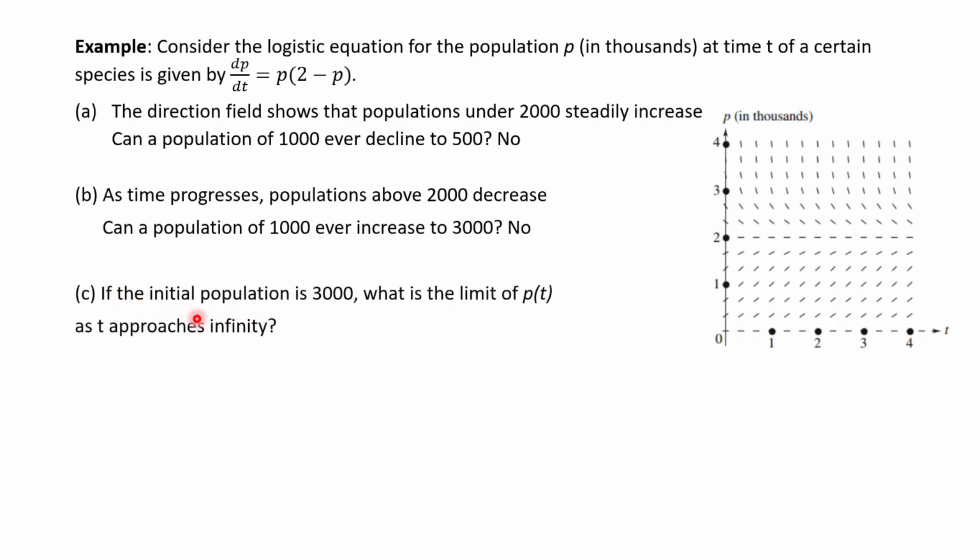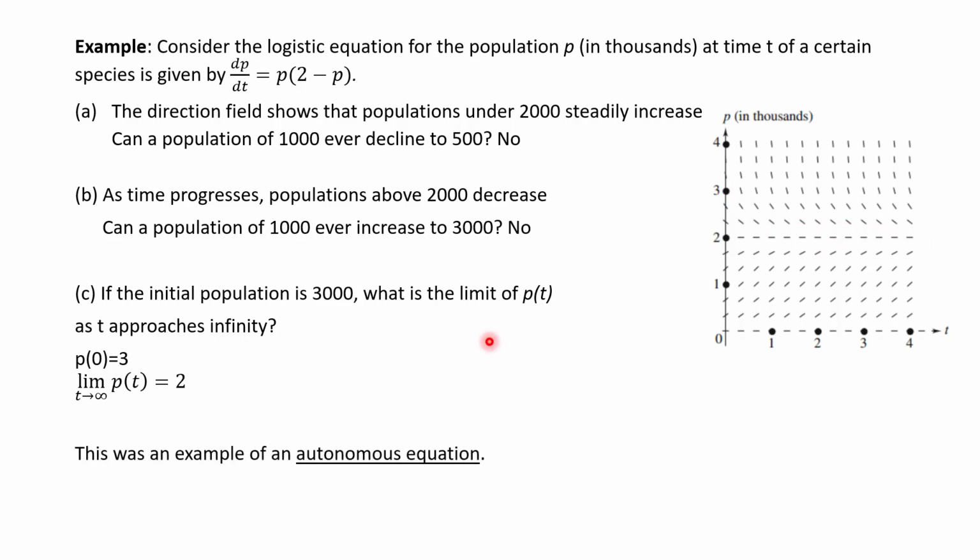And then if the initial population is 3,000, what's the limit of the population as t approaches infinity? So we know that p of 0, which is the initial time, is 3. And then the limit as t approaches infinity is 2. So p of 0 is 3, up here. And then as we're approaching infinity for t, we are approaching 2. Okay, so just an example here, using a direction field.